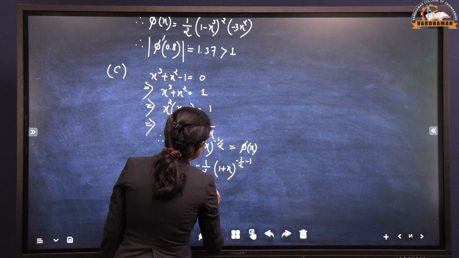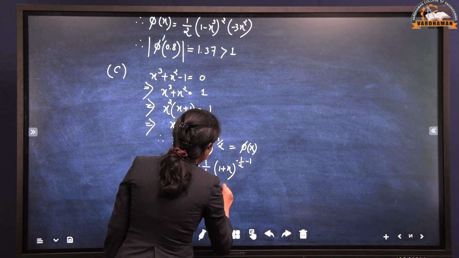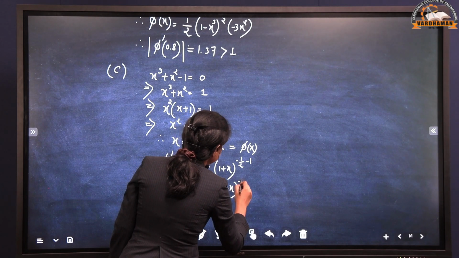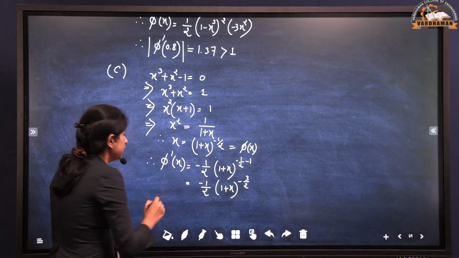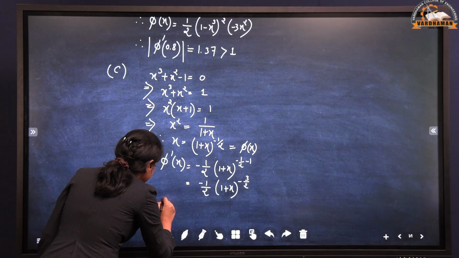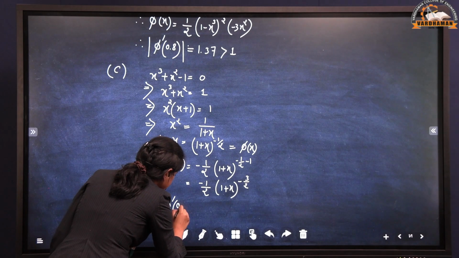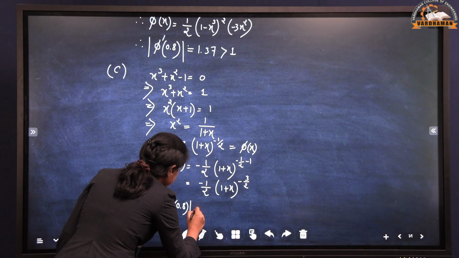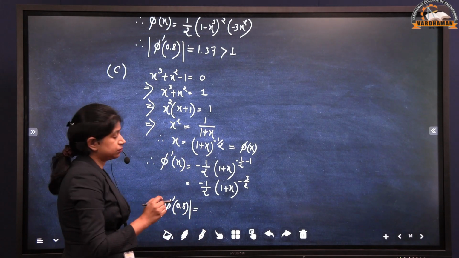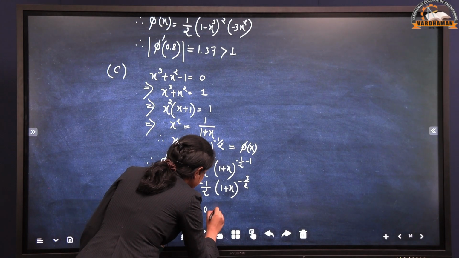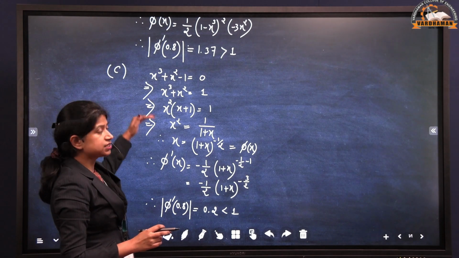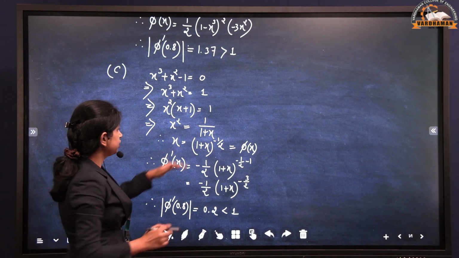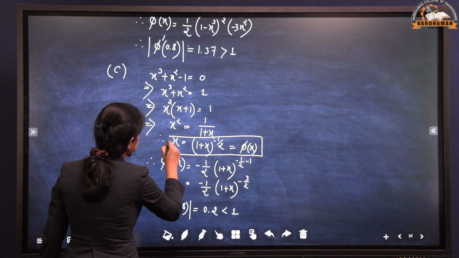So what you will get? Minus 1 by 2 (1 plus x) power minus 3 by 2. Now we need to check whether mod of phi dash at 0.8 is greater than 1 or less than 1. So you will get here 0.2, which is less than 1. So we can use this x equal to phi of x, we need to use this one for the iteration method.